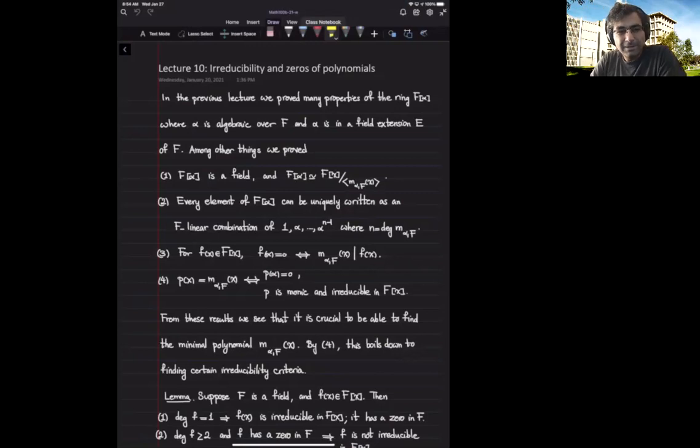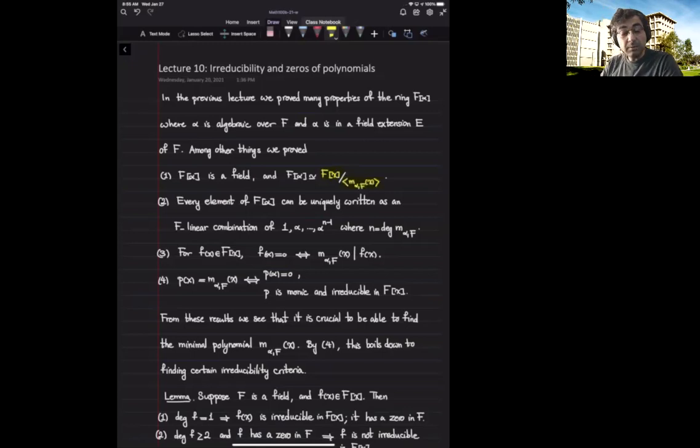Hello. In the previous lecture, we discussed many properties of the ring after adding an algebraic element to a field F. So among other things, we showed that F[alpha] is a field, and this was proved based on the fact that F[alpha] is isomorphic to the quotient ring of the ring of polynomials by the principal ideal generated by the minimal polynomial of this algebraic element.